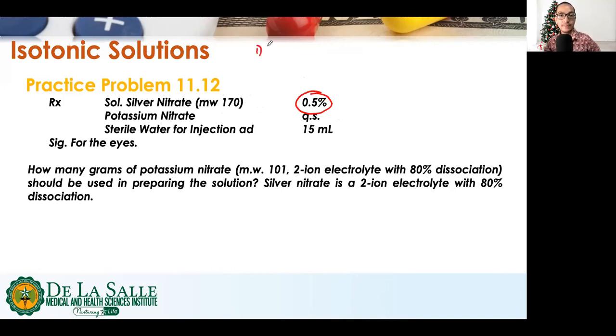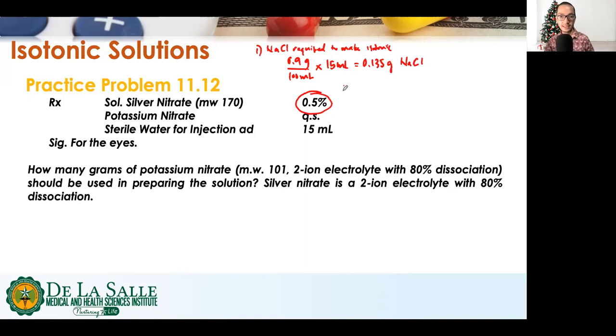Okay, so the first step, compute for the amount of sodium chloride required to make an isotonic solution. So here is 0.9 again. 0.9 grams per 100 ml times 15 ml. So 0.9 grams times 15 divided by 100. And so this is equal to 0.135 gram. Okay, so this is the amount of sodium chloride that will make the solution isotonic.